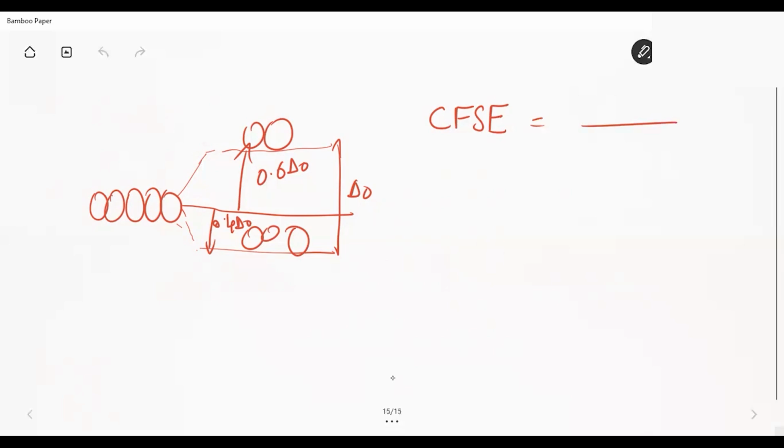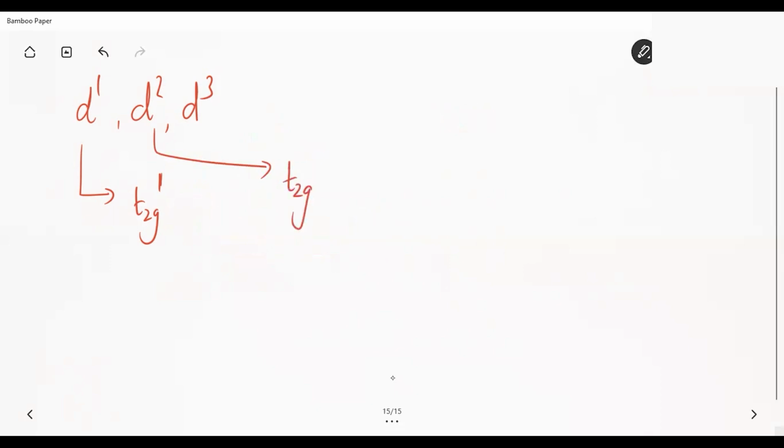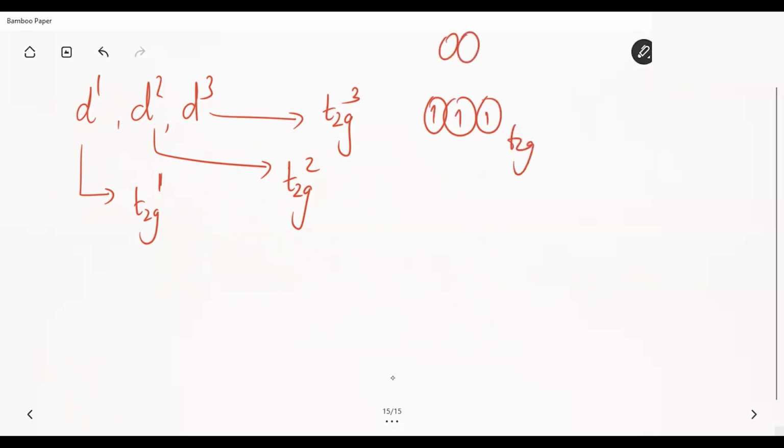Before that, we have to study one more thing: in the case of an octahedral complex, when d1, d2 and d3 come, what will happen? If it is d1, t2g1, right? That electron will be filled in t2g. If it is d2, it is again filled in t2g, right? And if it is d3, it is again filled in t2g3. Okay, so that means here 1, 1, 1 is filled. This is t2g. This is Eg.